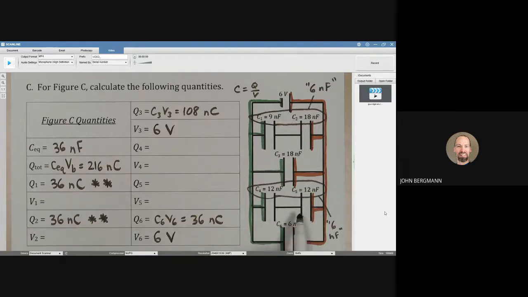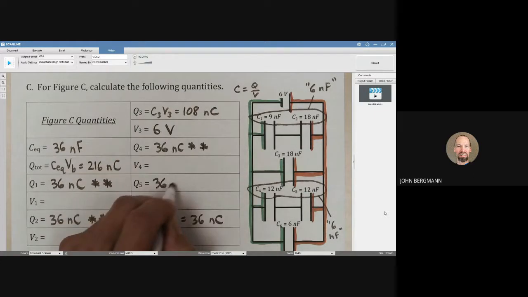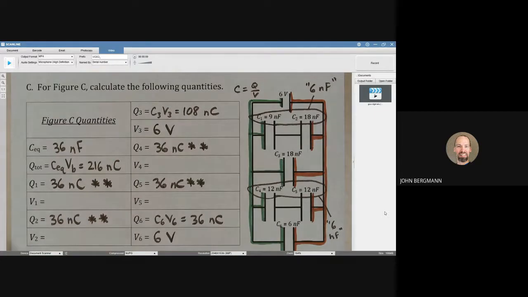How about down here? Same thing. This is an imaginary 6 nanofarad capacitor. The V across it is 6. So the charge that's stored for C4 and C5 is going to be 36. We had to do some thinking there. That's why I put an asterisk by those.